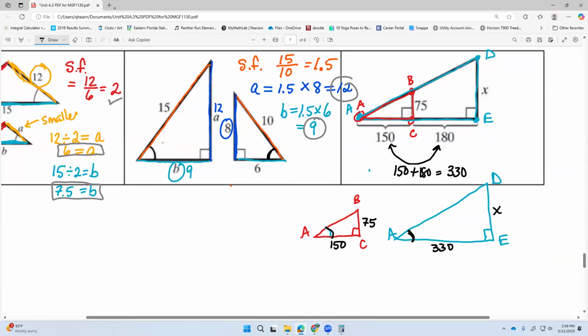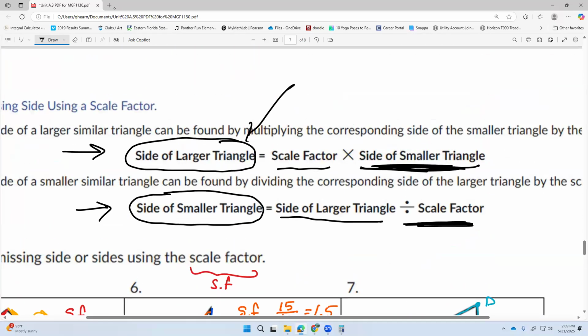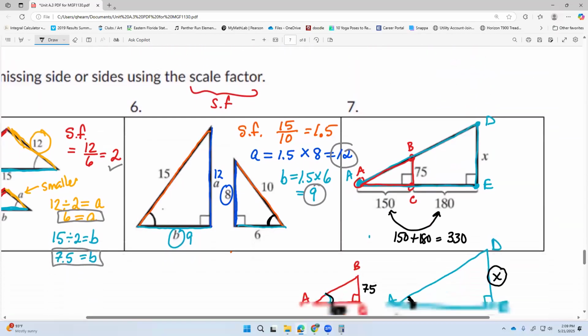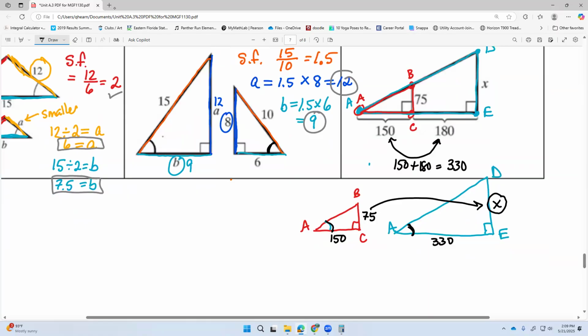Okay, so are we looking for a missing side in the smaller or the larger triangle? We're looking for a larger side, X, the side DE. Remember, if you're looking for a larger side, you have to multiply the scale factor times the side of the smaller triangle it corresponds to. Multiply, not divide, because we need to make this 75 bigger. We have to multiply it by something to make it bigger. The scale factor is what we're going to multiply by.